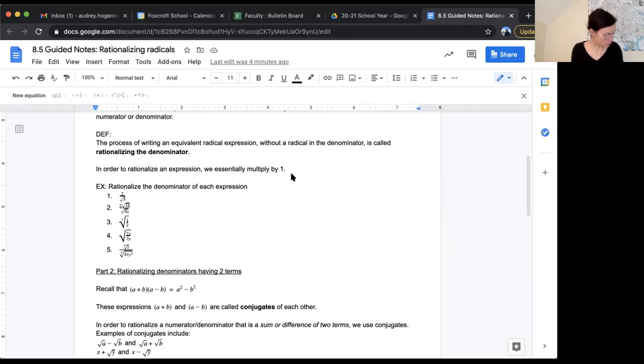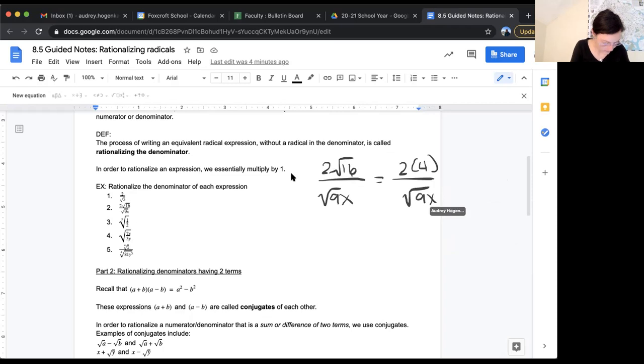Let's do another example. So we have 2 square root of 16 over the square root of 9x. First thing we want to do is simplify that 2 square root of 16. So we know that's going to be equal to 2 times 4 over square root of 9x. So we have 8 over the square root of 9x. But then actually we notice that that 9 in the denominator is a perfect square. So let's break that up into square root of 9 times square root of x. So we have 8 over 3 square root of x.